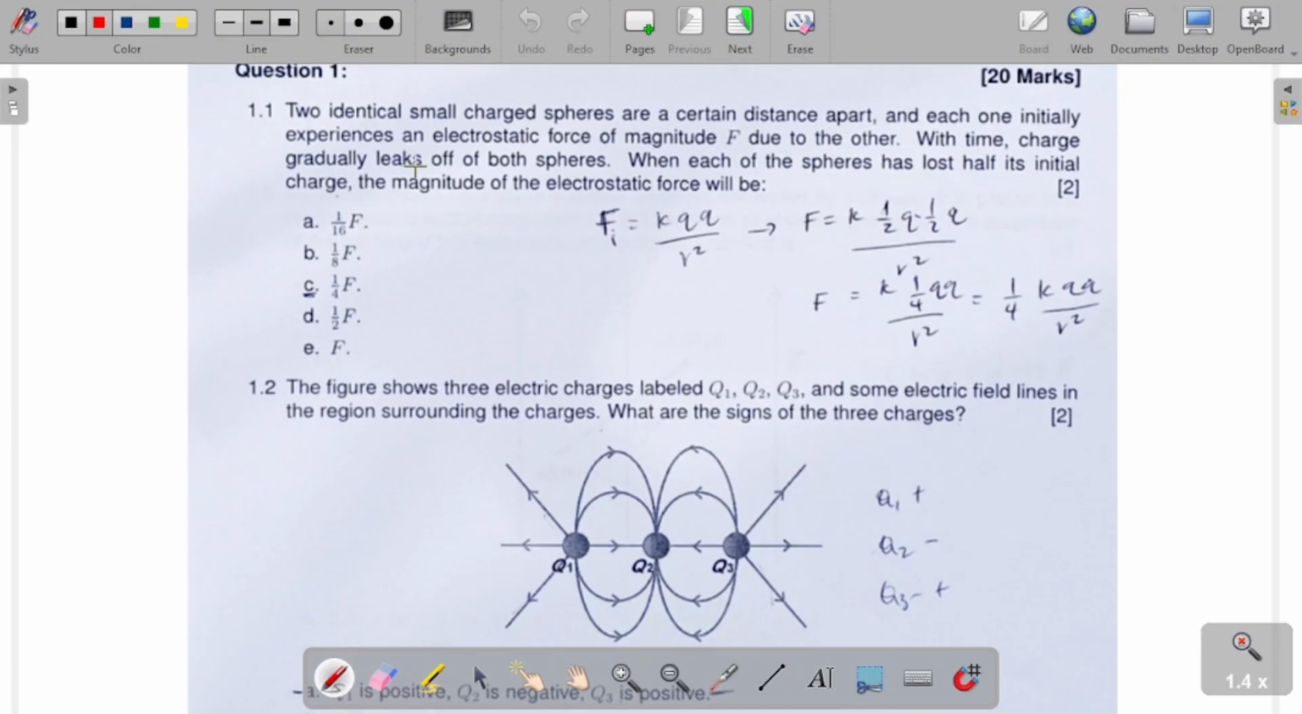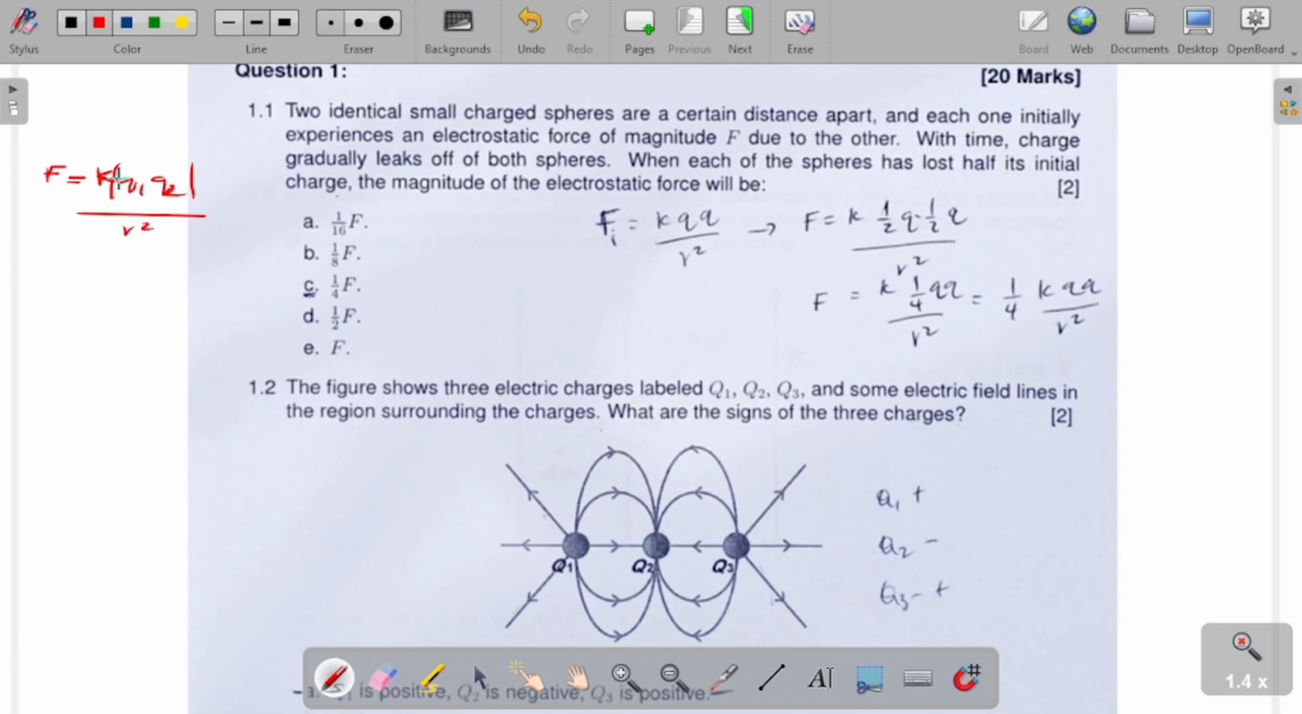So in this problem, we need to use Coulomb's law. Now, Coulomb's law says, can someone remind us of Coulomb's law? Absolute value of K times the product of the charges over R squared.